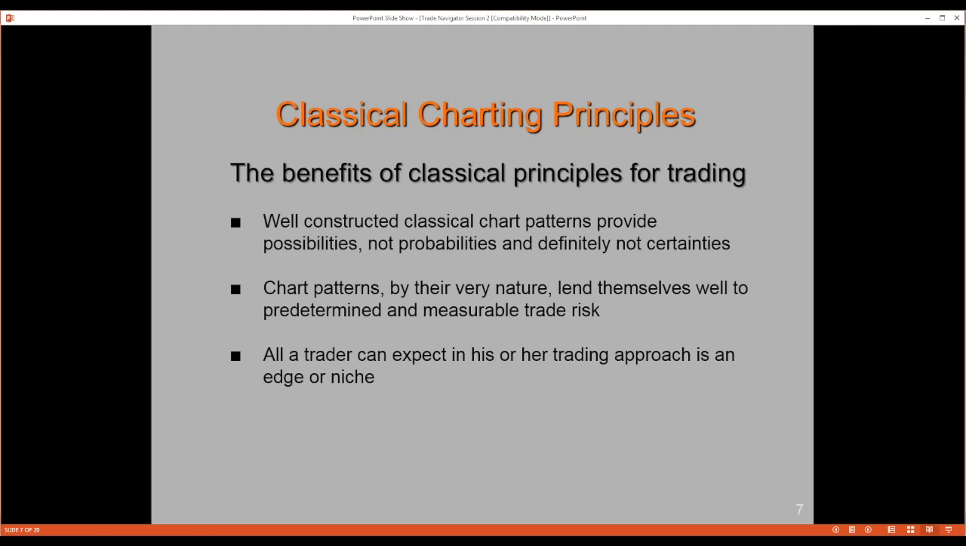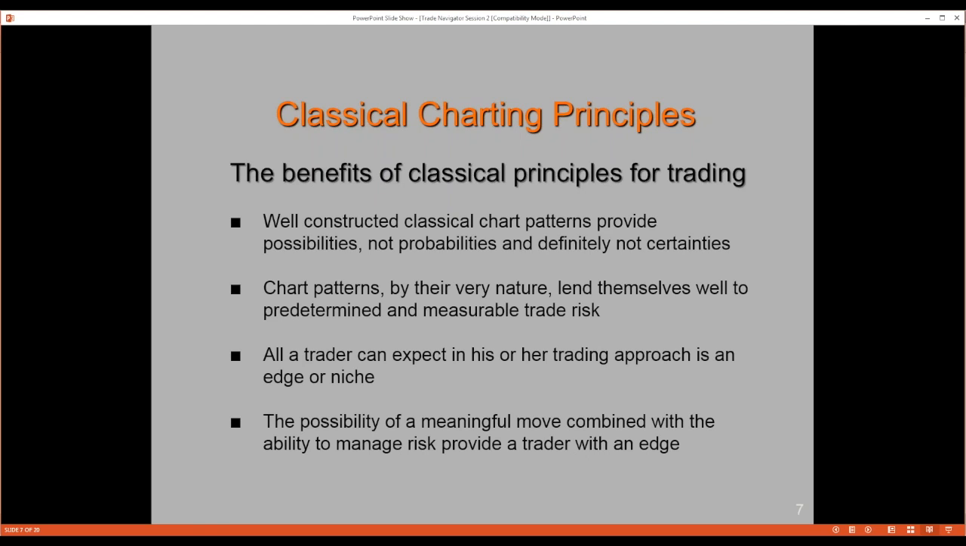All a trader can expect in his or her trading approach is an edge or a niche. That's it. Sometimes the niches aren't very big. Sometimes the edges aren't very big. But it's all that we really have as traders, is an edge or a niche, and we have to exploit those. The possibility of a meaningful move combined with the ability to manage risk provides a trader with an edge. That's really, in my opinion, the real value of charting principles: we find the possibility of moves, and we combine that with the ability to do real engineered and aggressive risk management. And that, for me, is where charts pay off.